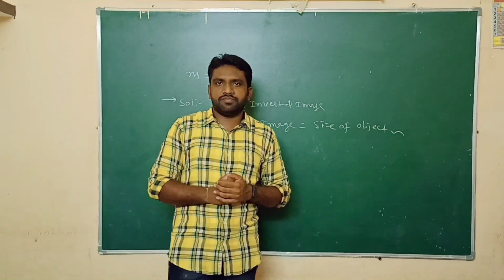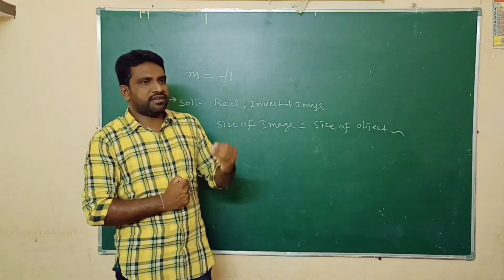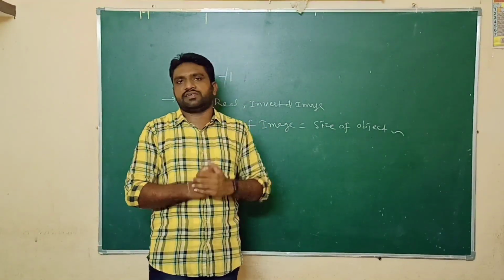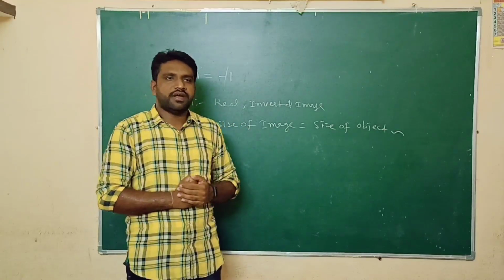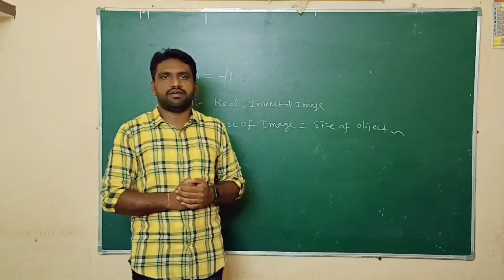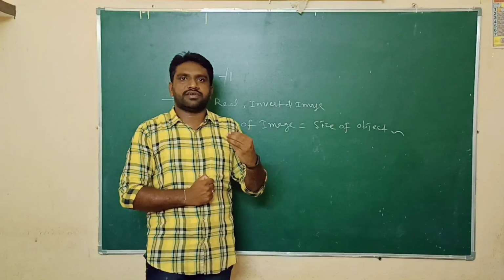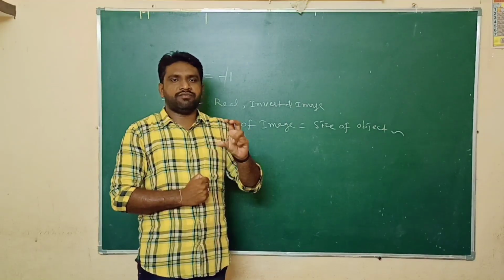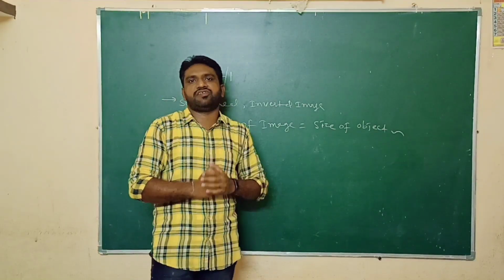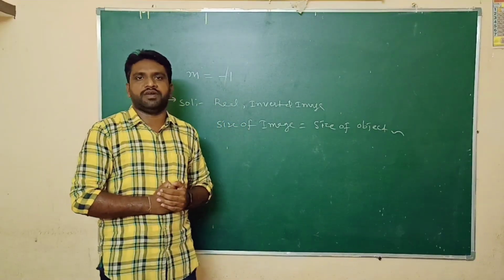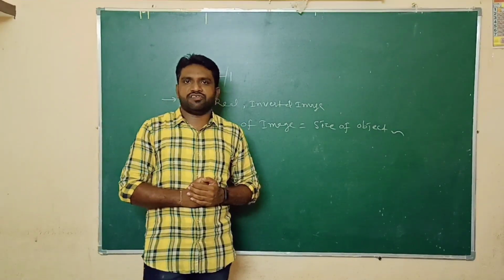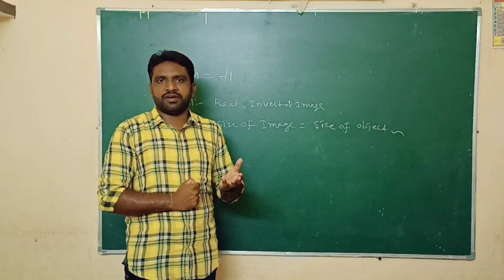So what is the example for concave mirror? The mirror used in vehicle headlights is an example for concave mirror. And what is the example for convex mirror here? The mirror used as rear view mirror. The rear view mirror used in vehicles is the best example for convex mirror. And these are the differences between concave mirror and convex mirror.